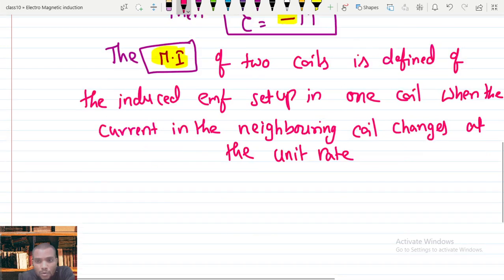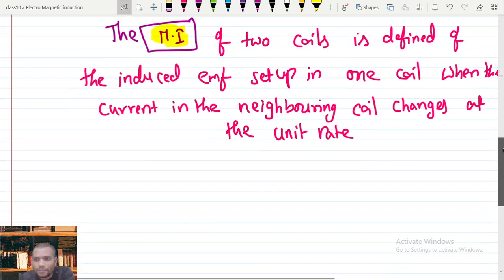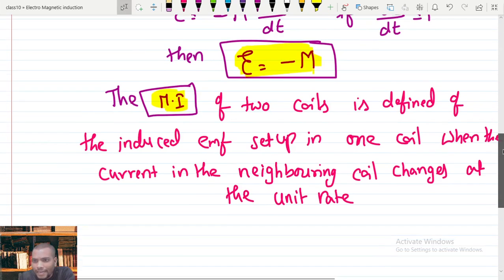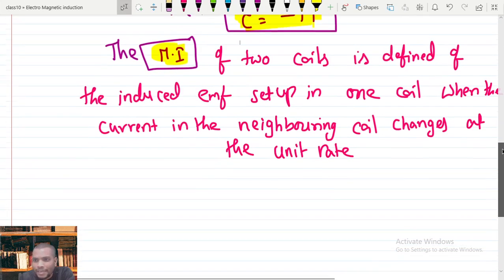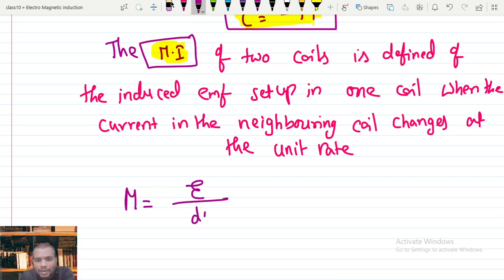So the mutual inductance of two coils is defined as the induced EMF which is set up in one coil when the rate of change of current in the other coil is equal to 1. Mutual inductance is nothing but induced EMF. I am not talking about the negative sign, since the negative sign always opposes the original EMF. So from the above, mutual inductance M equals EMF upon di by dt.